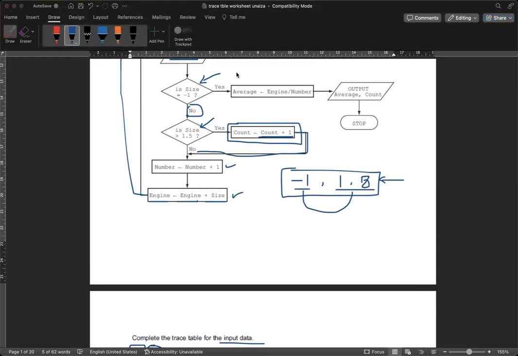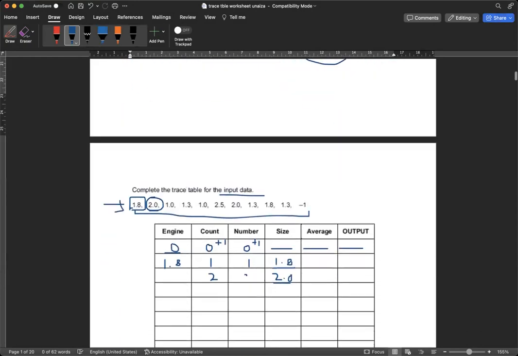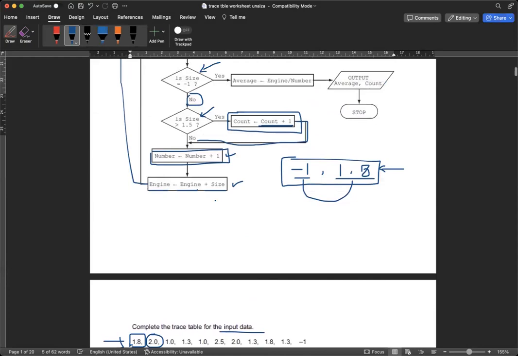Okay, so the next one is? What is the next input data? Are you serious? 3, right? That's 3. Good. Don't go over the 2 first. Number is equal to number plus 1. So 1 plus 1, 2. Okay. Then see, greater than 1.5, right? The size is 2. Yeah. So count plus 1. So the condition is over.